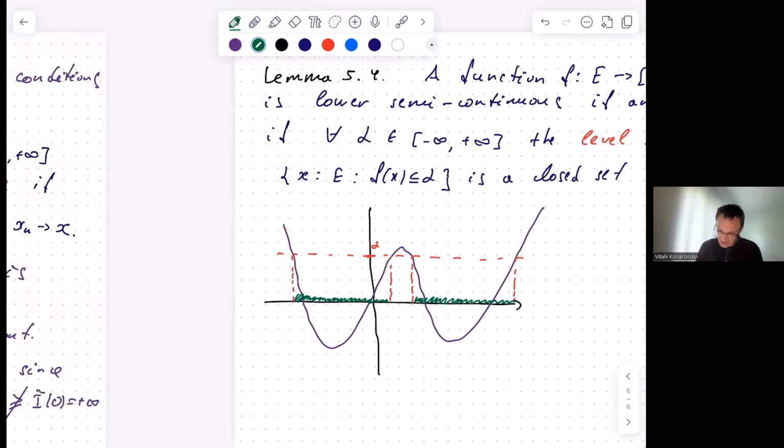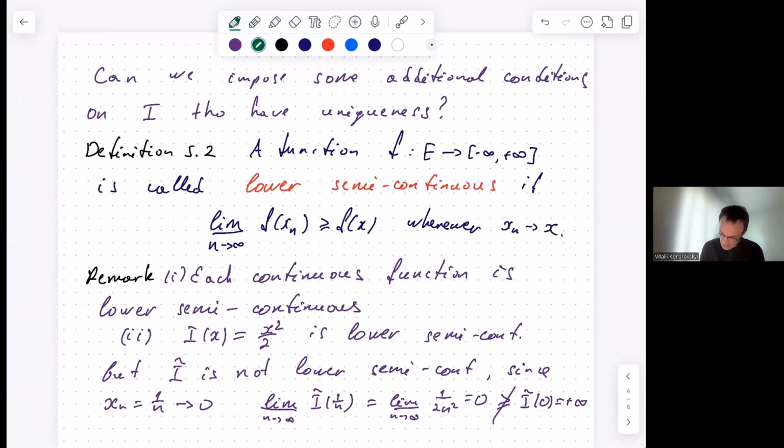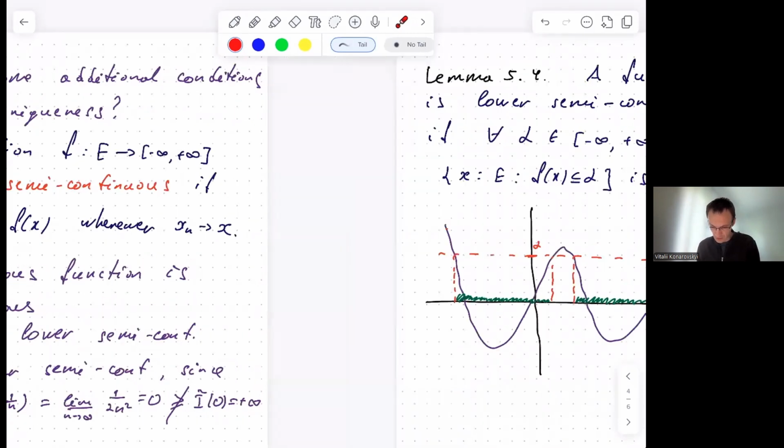And by the way, if you consider the level set for I tilde, you will also see that the set is not closed, because each level set for every positive alpha will contain all points around 0 except the point 0, which simply implies that the level set for this function is not a closed set.